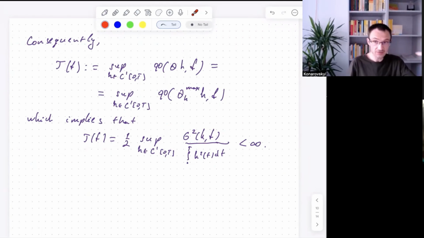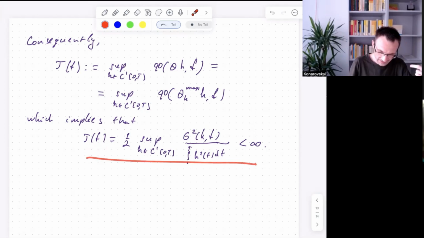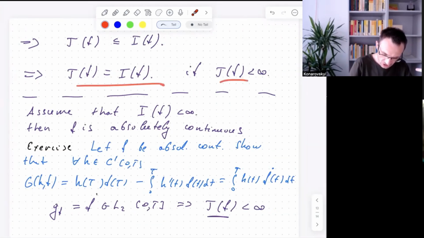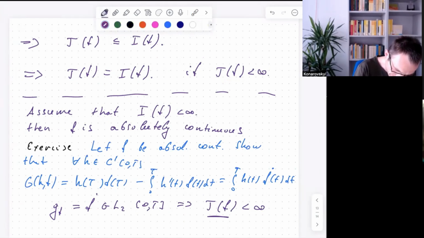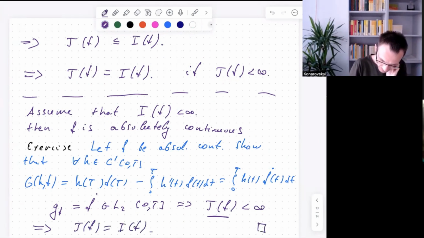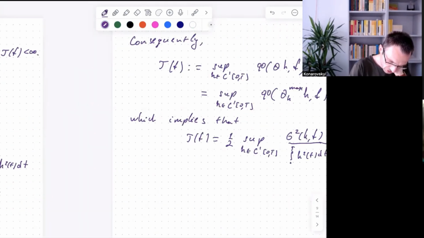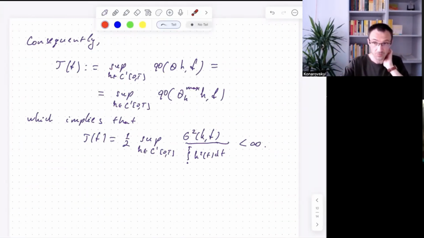But since g is finite, we already proved for that case that you have the equality. So therefore, this implies that g of f is equal to I of f. And this finishes the proof of the proposition. Because if j is finite, then we prove the proposition. If I is finite, we also prove the proposition. And this is enough for all possible cases.